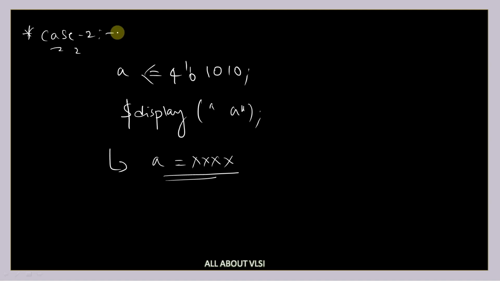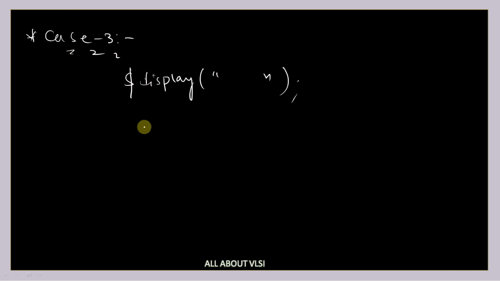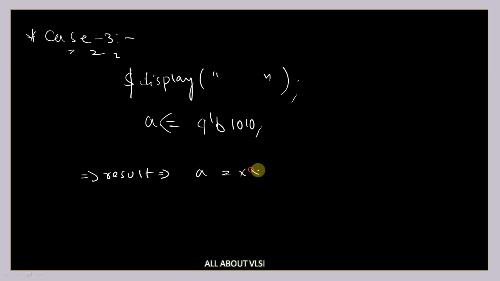So I will write down case 3 also. In case 3, I am using the $display statement first, followed by the non-blocking assignment of 4'b1010. Then also in this case, my result is a equal to unknowns only. This is my case 3.